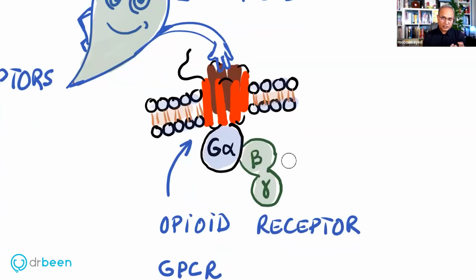On the intracytoplasmic side or the cytoplasmic side, there are 3 proteins that are attached here. So a GTPase protein, G alpha, and then we have beta and gamma subunit. This beta and gamma subunit work together, and this G alpha subunit works alone.